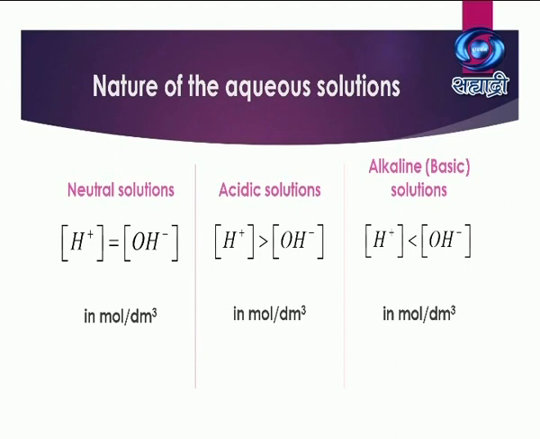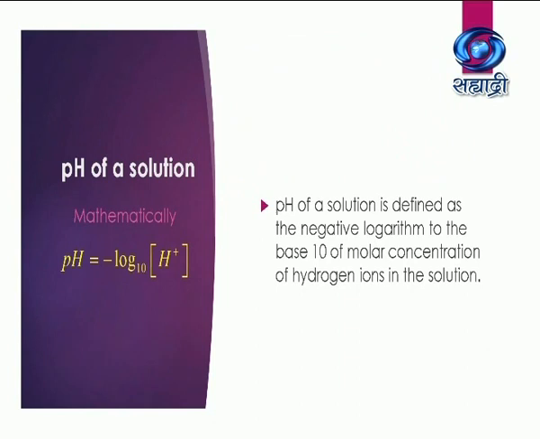In case of acidic solution, H plus ion concentration is greater than OH minus ion concentration in moles per dm cube. And in alkaline solutions, H plus ion concentration is less than OH minus ion concentration, or OH minus ion concentration is greater than H plus ion concentration in moles per dm cube. This is how we can classify the aqueous solutions.